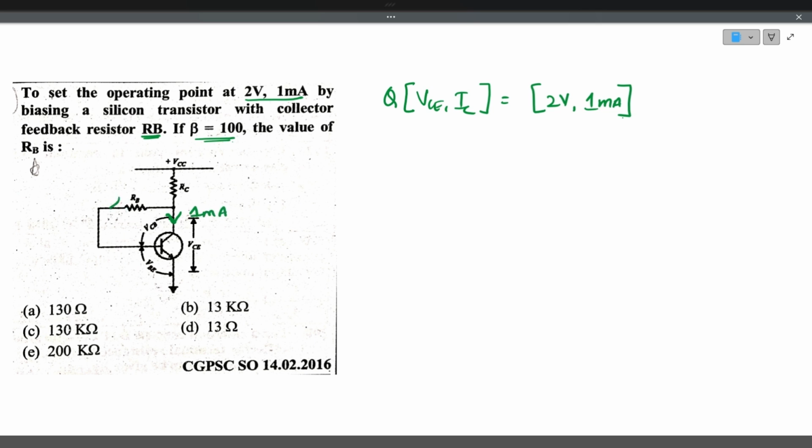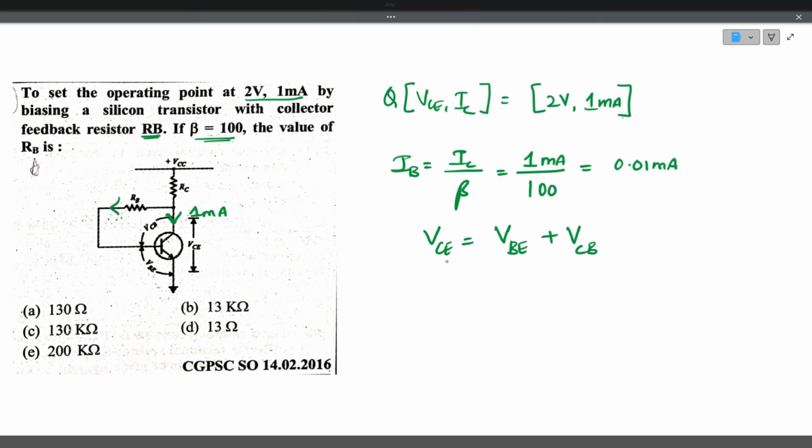The base current is nothing but collector current divided by beta. Collector current is 1 milliamp divided by beta value 100. So the base current is 0.01 milliamps. Now VCE, the collector to emitter voltage, is nothing but VBE plus VCB. VCE is given as 2 volts in the question itself. VBE can be taken as 0.7, so the collector to base voltage VCB will be 1.3 volts.